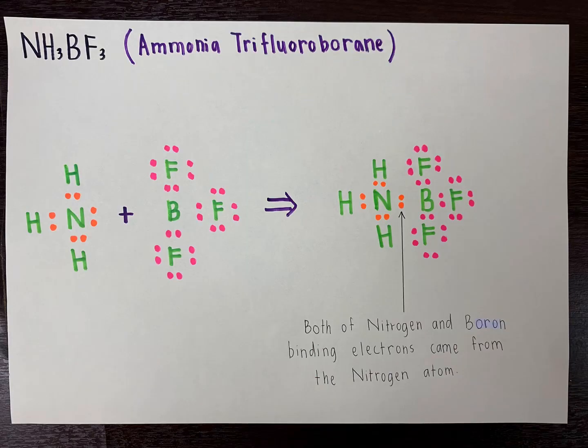Third, we have dative covalent bond. Dative covalent bond is a covalent bond that shares a pair of electrons, but both electrons come from the same atom. And now let me show you guys one example of formation of a dative covalent compound using Lewis structure. You guys can see both of the bonding electrons between nitrogen and boron came from nitrogen.